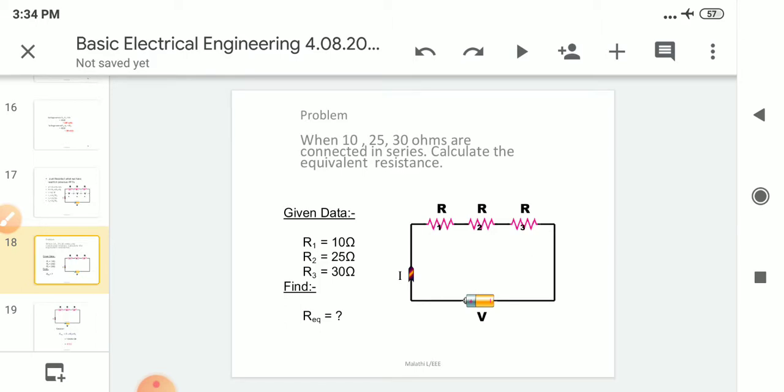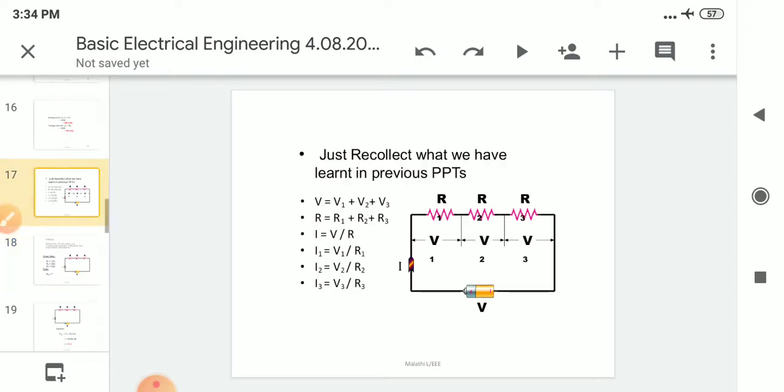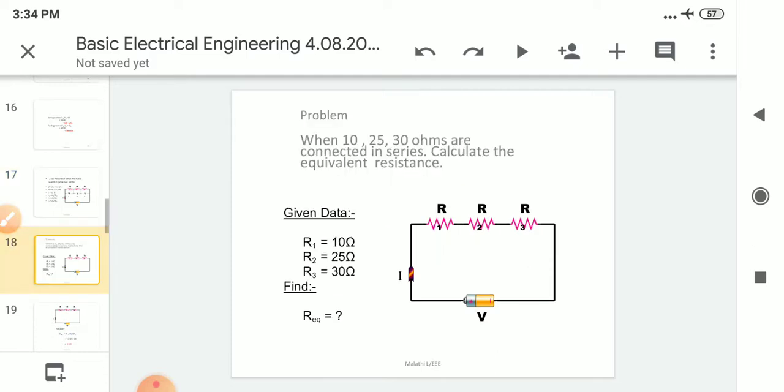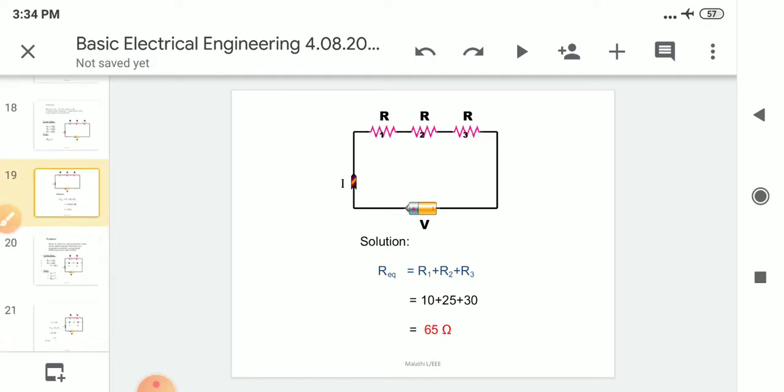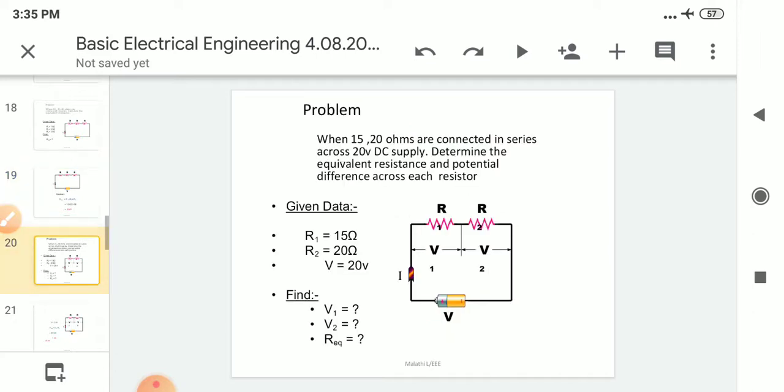Let's see here, this is a problem. When 10 ohms, 20 ohms, 30 ohms are connected in series, calculate the equivalent resistance. Here what is the formula for the equivalent resistance? R is equal to R1 plus R2 plus R3. So 10 plus 20 plus 30 gives 60 ohms. This is the formula to find the equivalent resistance when the resistances are connected in series. Next problem.